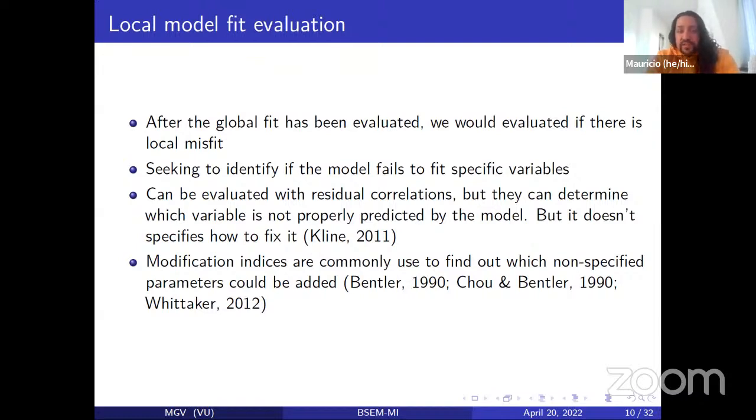One of the recommendations for this is to look, for example, at residual correlations, but one limitation is that it's only telling us where the prediction problem is, not how to properly correct it. We tried several ways of doing this, and neither of them worked. So what we went back to was the modification indices, which are commonly used to find out which missed parameter can be added to improve our model overall.